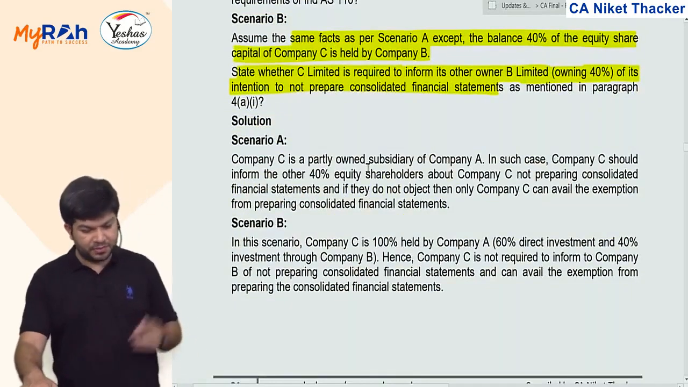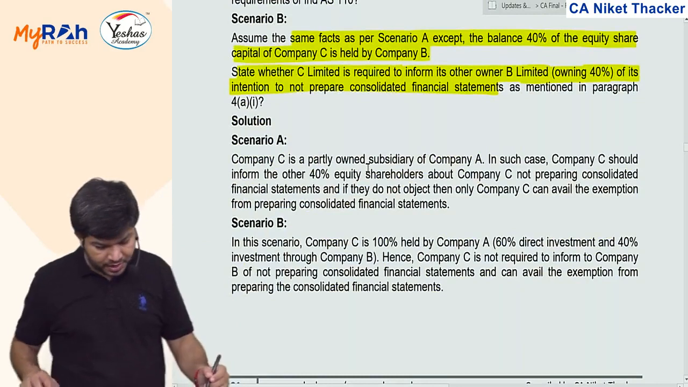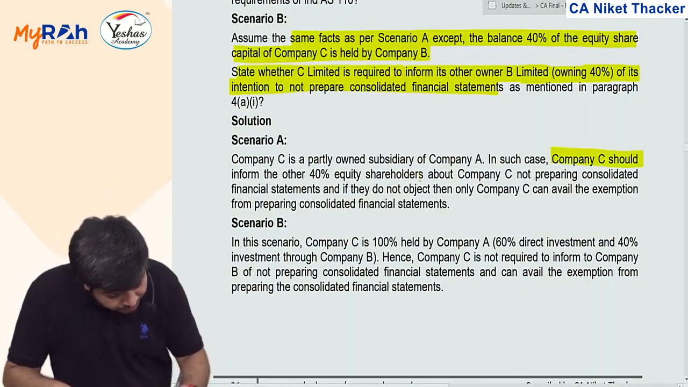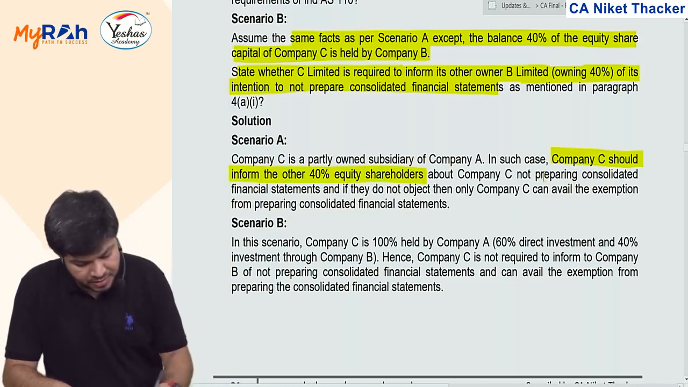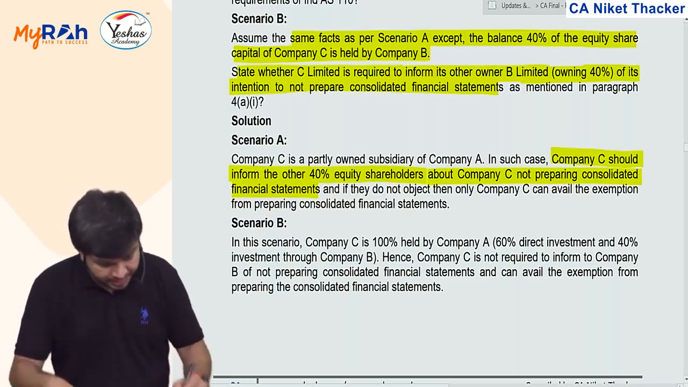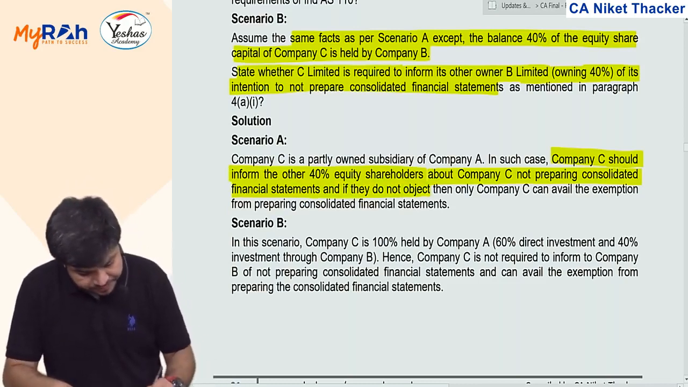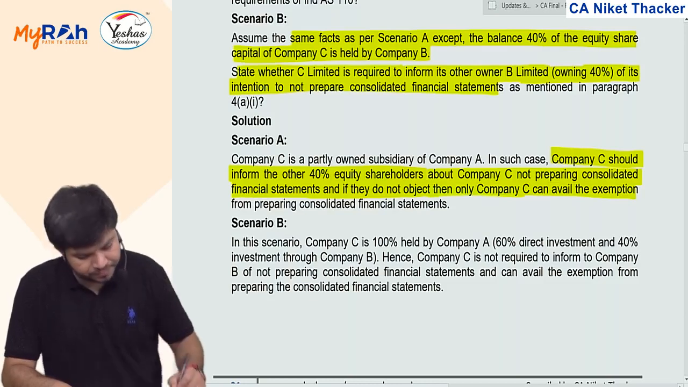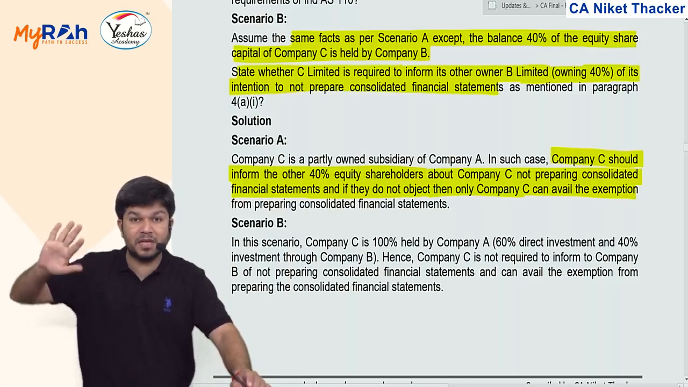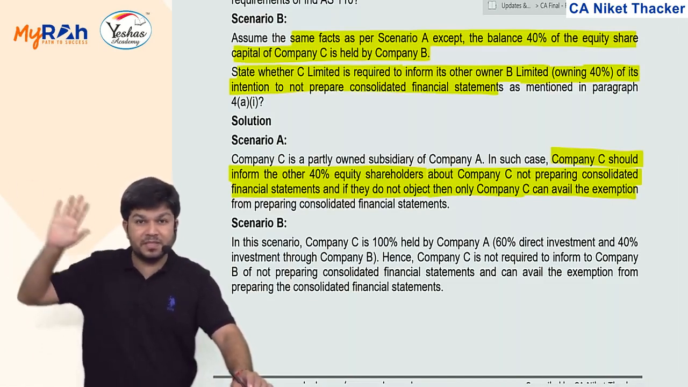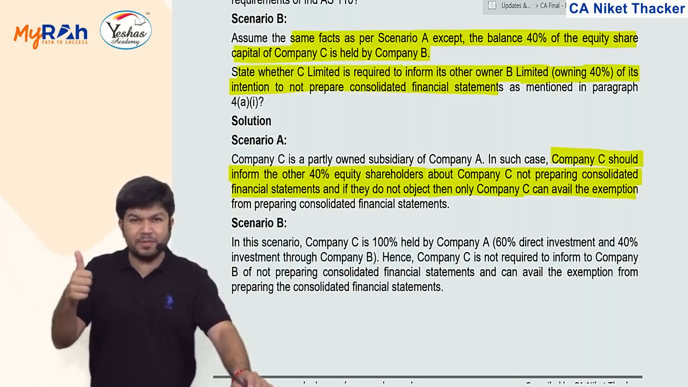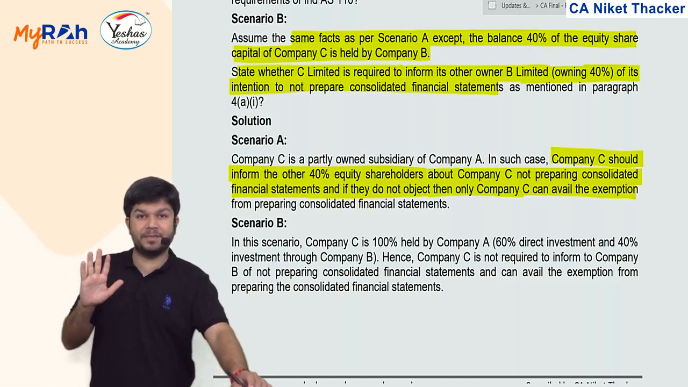Okay, so in the first scenario, they are telling that C should inform the other 40% about C not preparing CFS. And if they do not object, then you can avail the exemption. So you have to inform the other 40%, which is held by others. 60% is held by A, 40% by others. A has given approval. Others' approval also has to be taken.